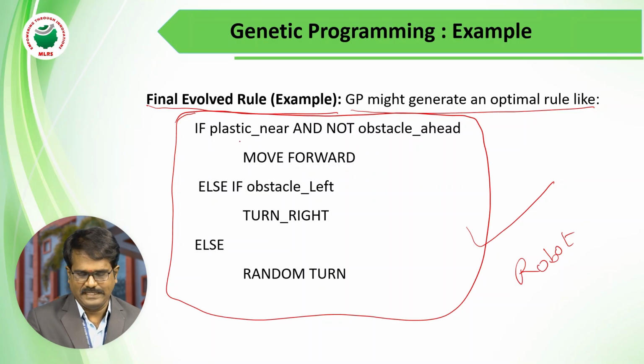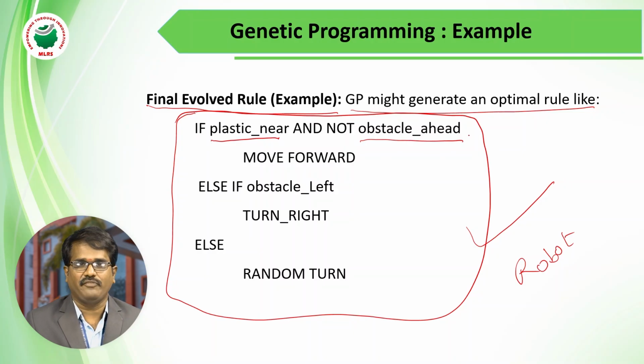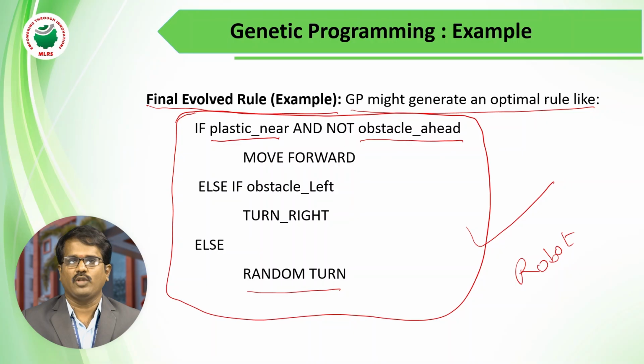With the help of this code only, a robot can collect the plastic. See, the code is here. Clearly observe: if plastic is near and no obstacle is found, then move forward. If there is a plastic and there is no obstacle, then we need to move forward. Else, if obstacle is on the left side, then we go through the right side. Else, random turn. If there is no plastic and no obstacle, then we need to observe the area. That's why we need a random turn.